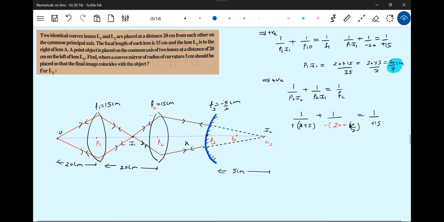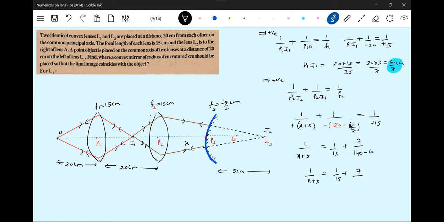Right? It should be positive, because the direction of the incident ray is positive. So 1 by x plus 5 will be 1 by 15 plus, 140 minus 60 by 7. This negative sign, if I send it to that side, will be positive. So this will be 1 by x plus 5 equal to 1 by 15 plus 7 by 80, which is 80 plus 105 by 15 into 80.